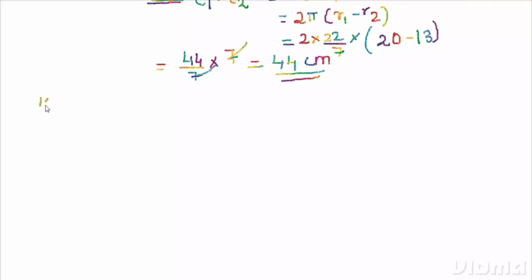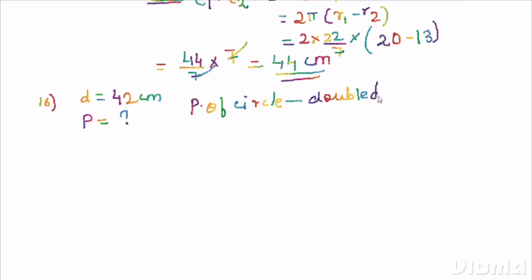Now let's move on to the 16th question. What does the 16th question say? The diameter is again given to me as 42 centimeter and they are telling you to find the perimeter. They are telling that the perimeter of the circle is doubled. If the perimeter is getting doubled, then you have to find the radius of the new circle. So this is my 16th question.